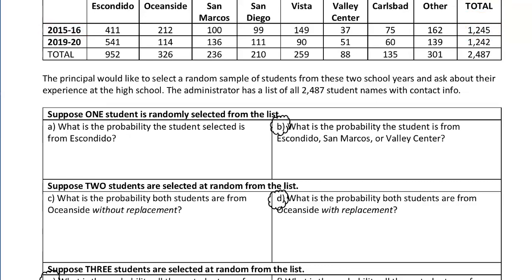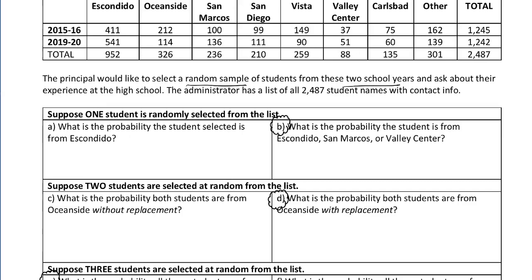You also have, let's see, 1, 2, 3, 4, 5, 6, 7 towns represented, the most common 7 towns that students are from. But we also have students from other towns, so they would all be in this other town category. So for instance, if you lived in Fallbrook, Fallbrook didn't make the list, but Fallbrook students would be in the other category. The principal would like to select a random sample of students from these 2 school years and ask about their experience at the high school.